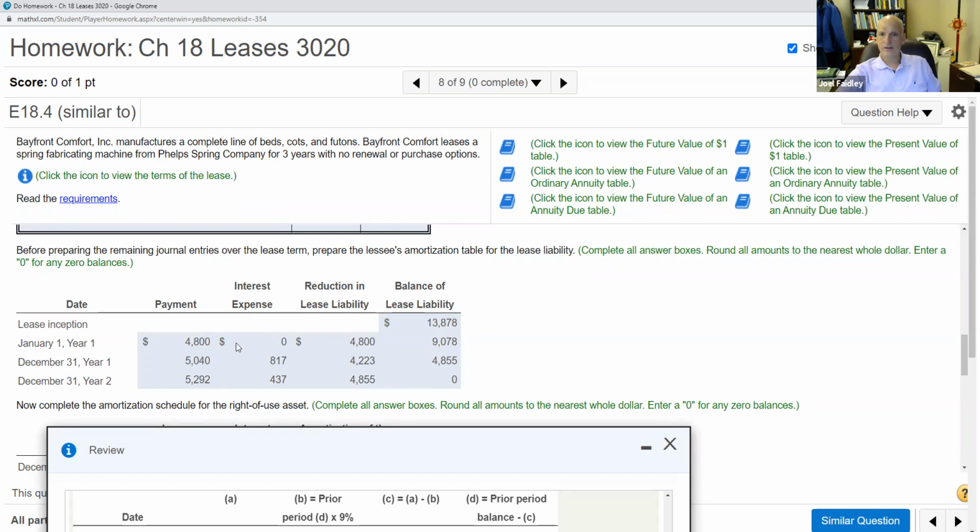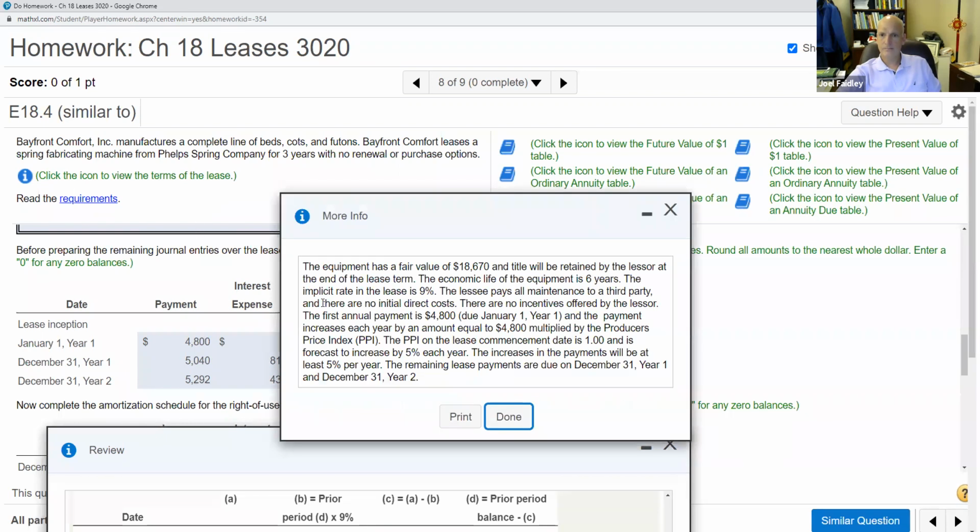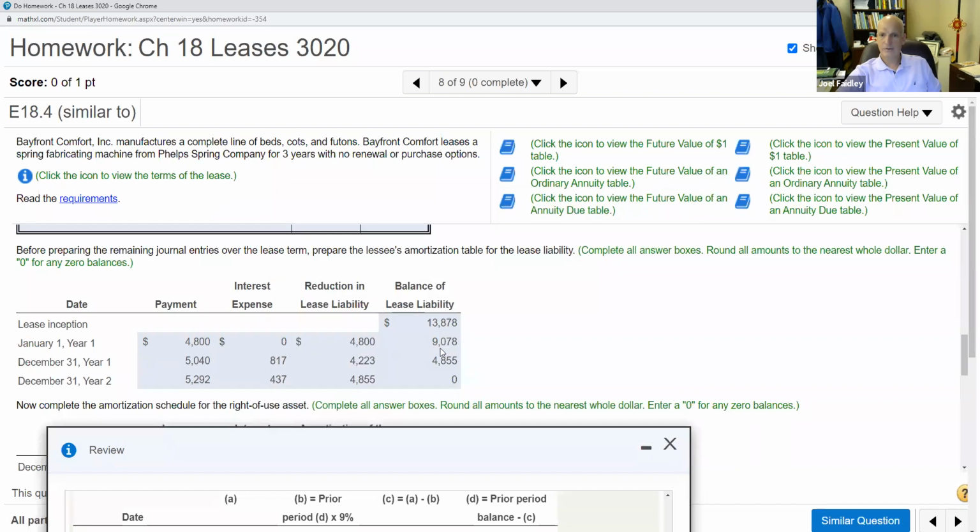So here we've got year 2, that percentage, I forgot what it was, 9%. 9% times 9,078 is 817. We know what the payment is, 5,040, that's the 4,800 times 1.05. And so the reduction in the lease liability has to be 4,223 for this to balance, which gives me a new balance for the 3rd payment, which is the end of the 2nd year.